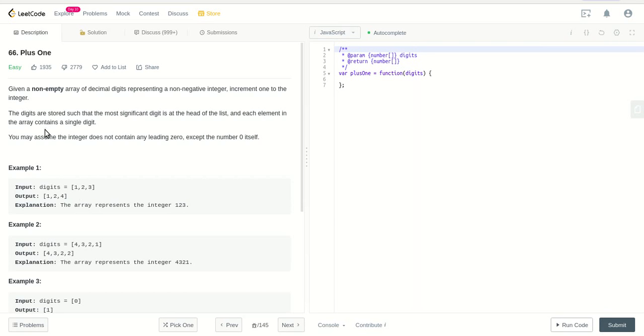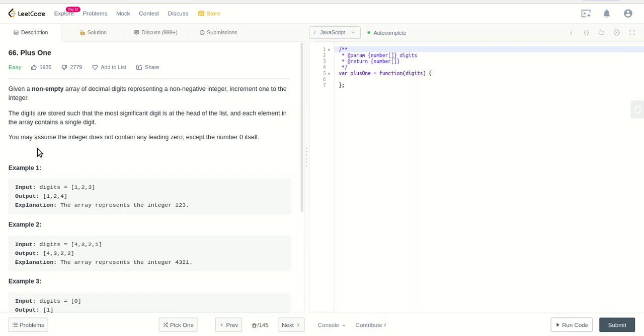And each element in the array contains a single digit. So basically, for example, example 1 represents the number 123. So it's broken down into its single digits, 1, 2, 3. So 1 would be its individual element, 2 would be another element, and 3 would be another element. That's what statement 2 is addressing.